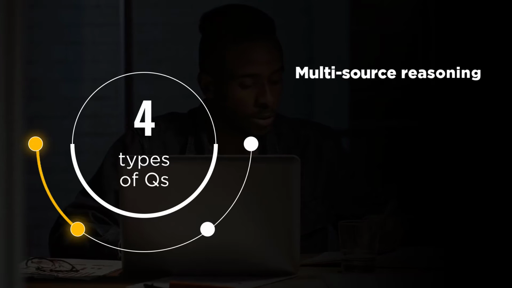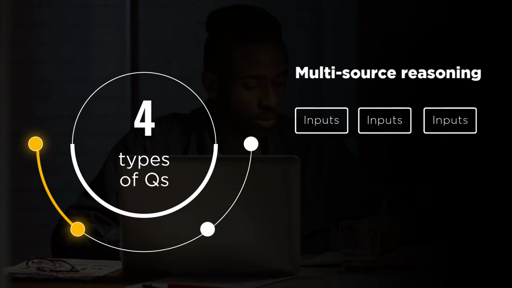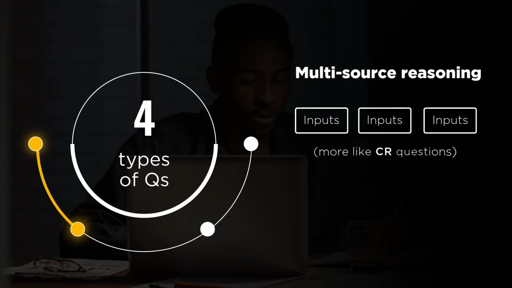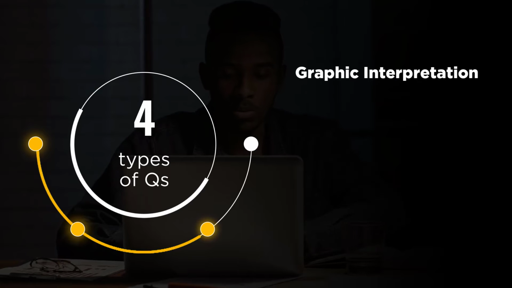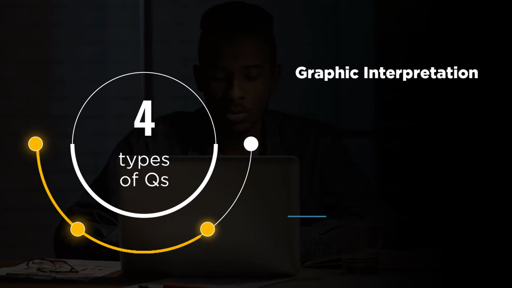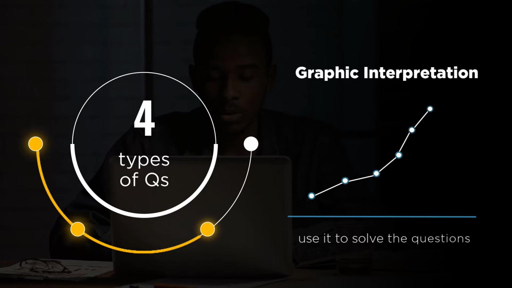Multi-source reasoning. These questions have multiple tabs that have inputs in them. These questions are more like critical reasoning questions. Graphic interpretation. Here, you must analyze the information given on a graph or a chart and use it to solve the given questions.